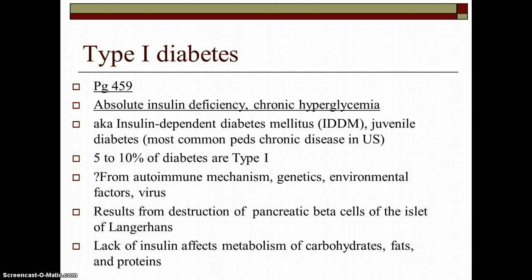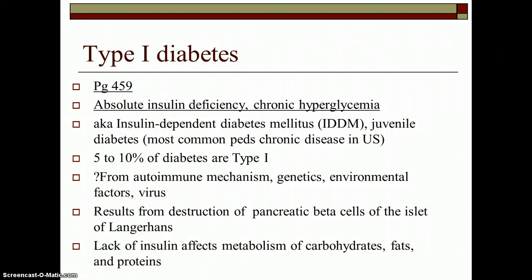5 to 10% of all of our diabetes cases are type 1, so it is by far not the most common type of diabetes. That's type 2. We're not exactly sure what causes it. It could be autoimmune. We do see a family link, which means that we think there's genetic components to it. There's also consideration that maybe environmental factors or viruses that attack the pancreas could have led to type 1 diabetes.